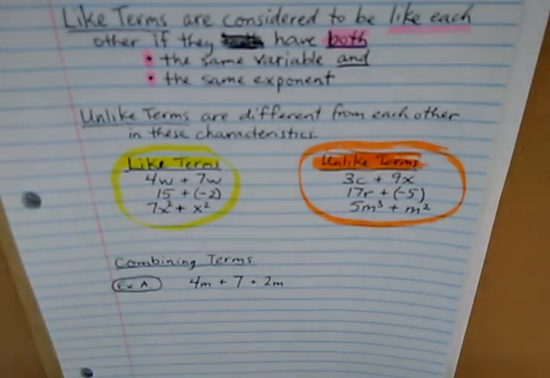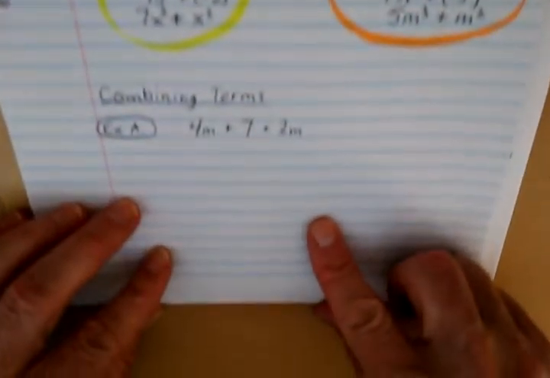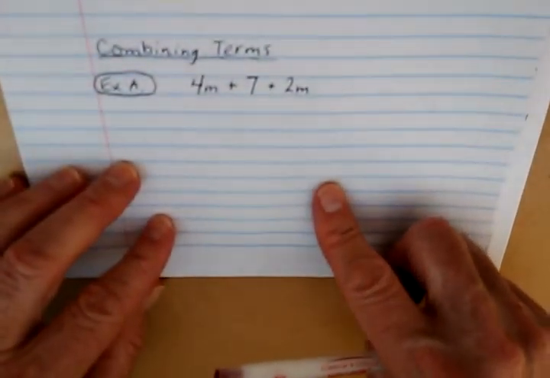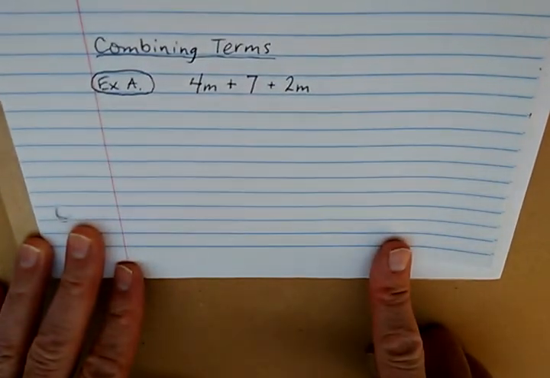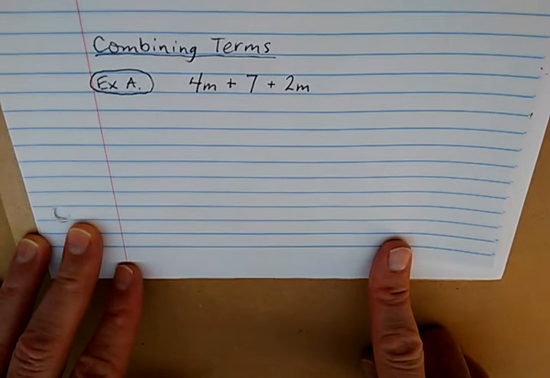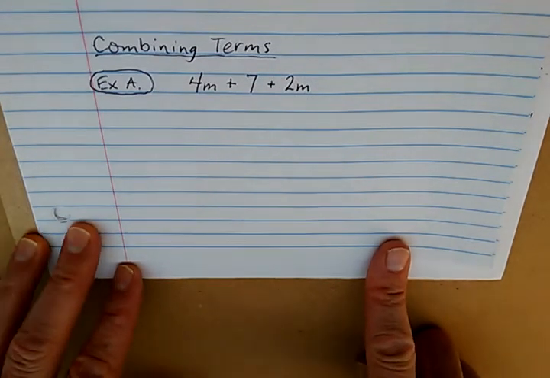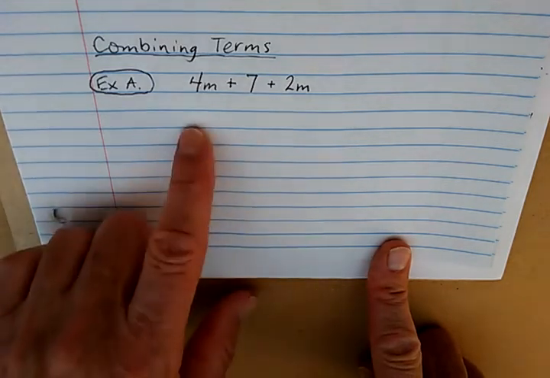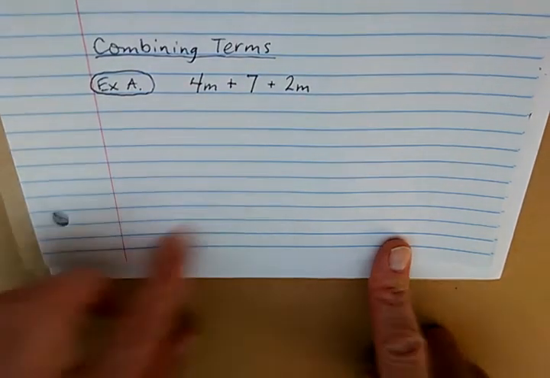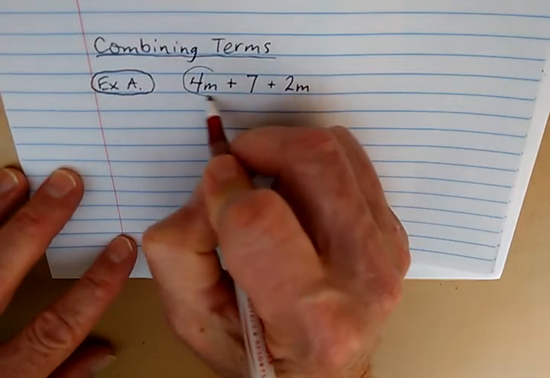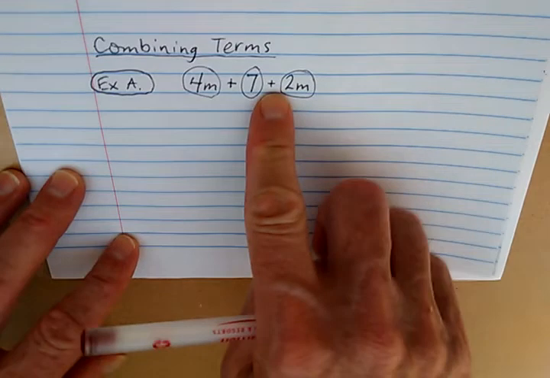Now we get to the point in our lesson where we're going to actually combine terms. Combining the terms. Now that we know what like terms are, when we see like terms, we can add them together. Or we could also subtract them if there's subtraction as well. So let's look at this expression. We've got 4m plus 7 plus 2m. So we can see there are 3 terms. 1, 2, 3 terms, all separated by plus signs.